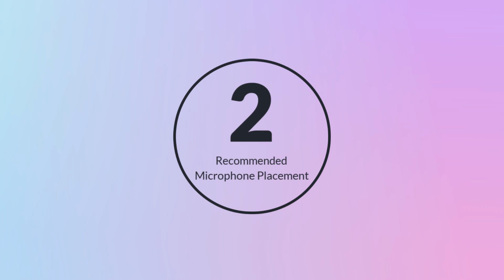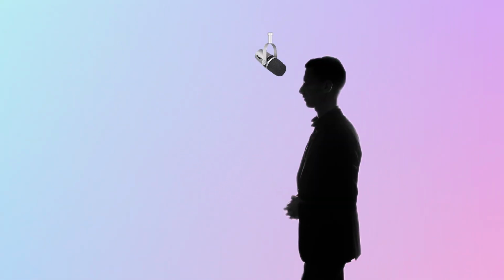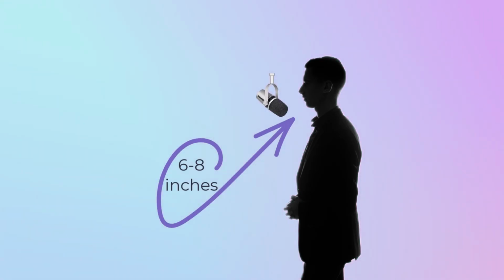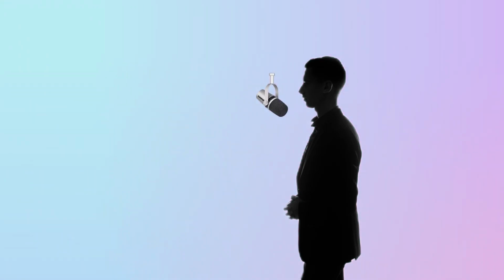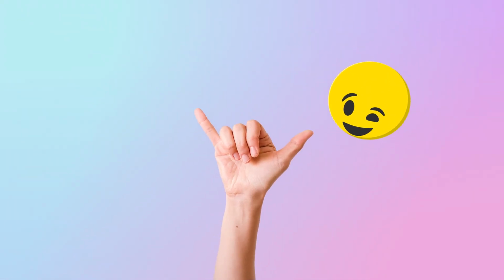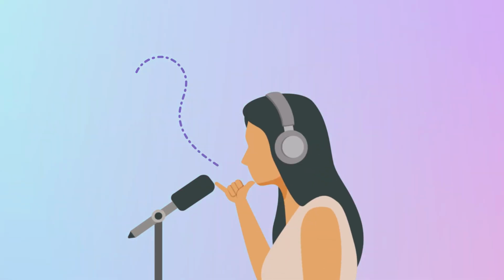Tip number two, recommended microphone placement. The position of your microphone relative to your face can greatly affect the audio quality. It's generally recommended to position the microphone at a distance between 6 to 8 inches from your mouth. But make sure to experiment with different placements to find the sweet spot that captures your voice clearly without any distracting breath sounds. A good rule of thumb, pun intended, is to use the distance between your thumb and pinky finger to help you determine the space between the microphone and your chin.